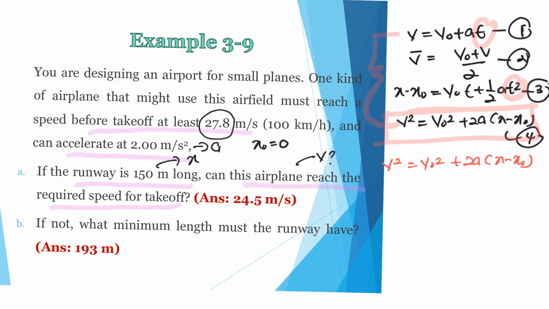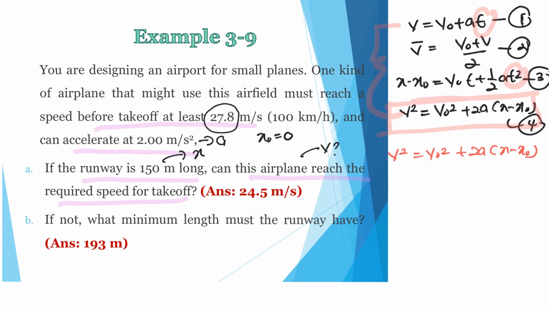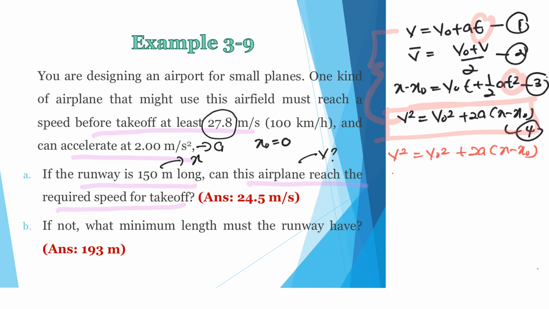So v square is the unknown here. v naught square I put as 0 because the airplane starts from 0, and the acceleration is 2, final position is 150 meters, and initial position is 0. So for your v, take the square root of everything, and supposedly you are going to get 24.5 meters per second.